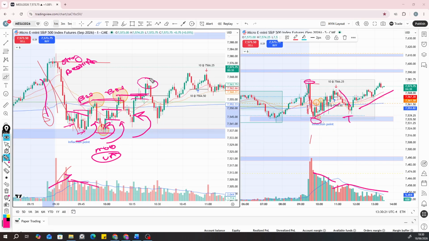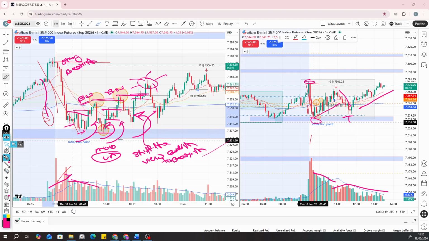We see over here, what is this? This is another high. Once the market breaks this one, what happened exactly at this high? When the market came down, it shifted the view from bullish to bearish, from bullish to bearish. The market came over here. Let me explain these things.